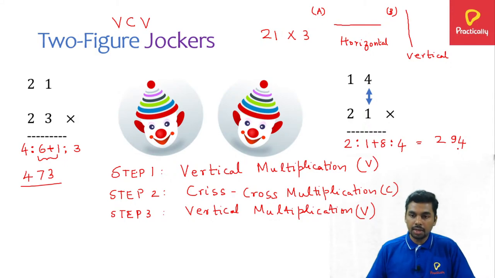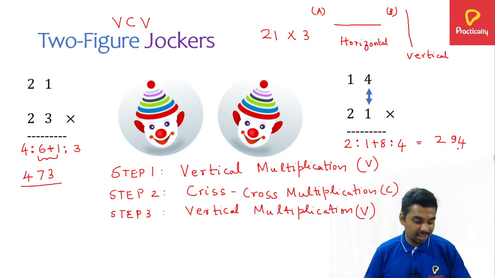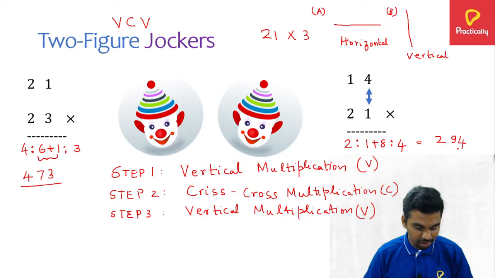We will specifically study what will happen if there is carry. So everybody, are you on the same page? Are you understanding how to do two figure VCV multiplication? If you have understood, write VCV in the chat box. If you have not understood, write NO in the chat box. Okay. So remember VCV stands for vertical, crisscross, and vertical.